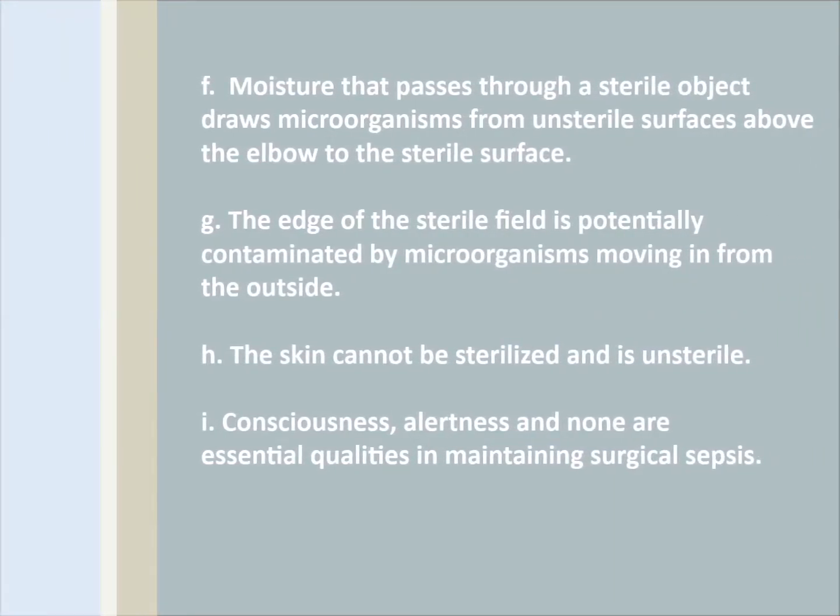F. Moisture that passes through a sterile object draws microorganisms from unsterile surfaces above the elbow to the sterile surface. G. The edge of the sterile field is potentially contaminated by microorganisms moving in from the outside. H. The skin cannot be sterilized and is unsterile. I. Consciousness, alertness, and honesty are essential qualities in maintaining surgical asepsis.